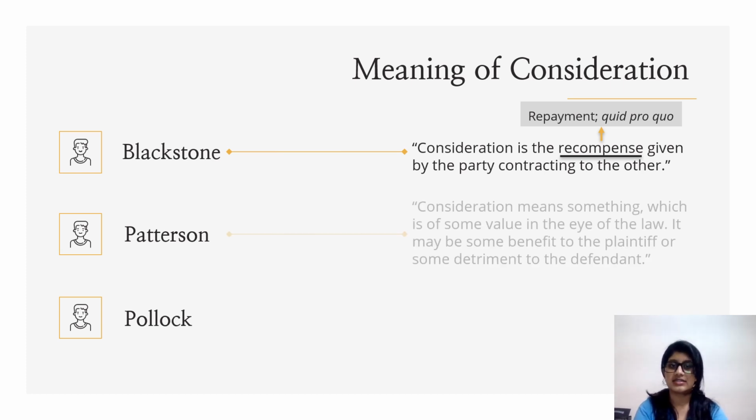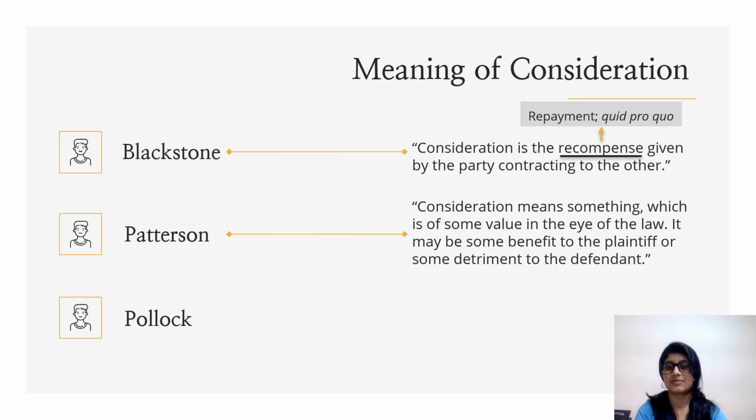Similarly, Patterson says that consideration means something which is of some value in the eye of the law. It may be of some benefit to the plaintiff or some detriment to the defendant. Now, he's already said consideration is a repayment. It's a quid pro quo. Patterson is going ahead and talking about what consideration means in the eyes of the law. He's saying it has to have some sort of value in the eye of the law. Now, the important part is that it need not be adequate in the eye of a normal person.